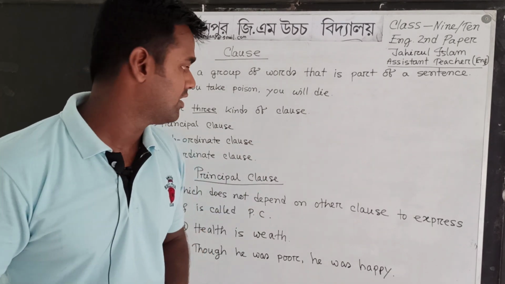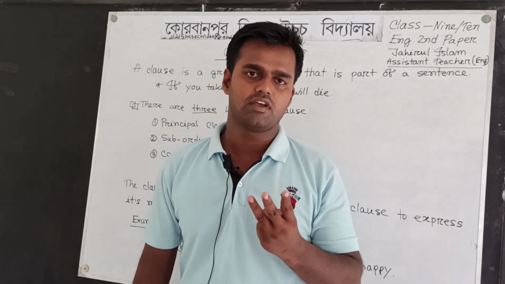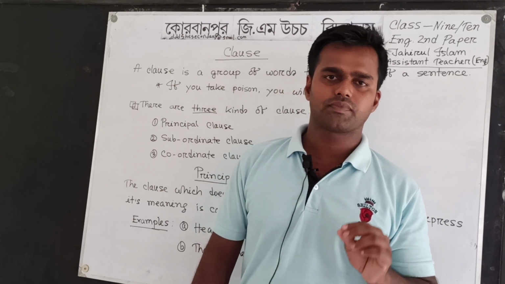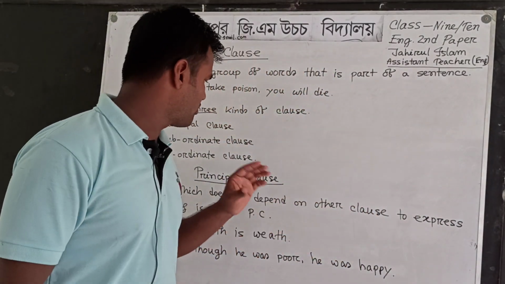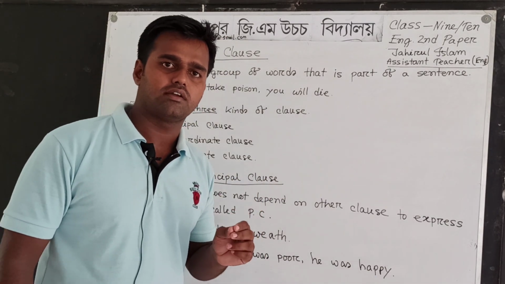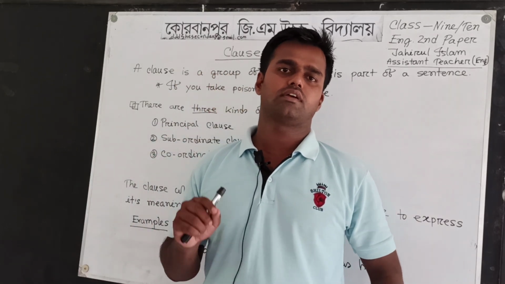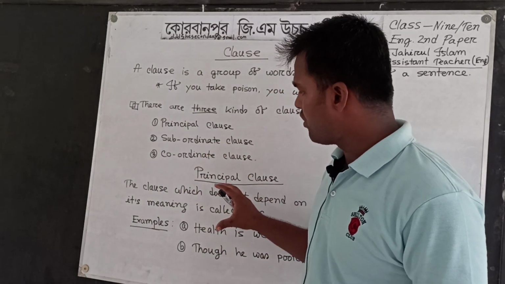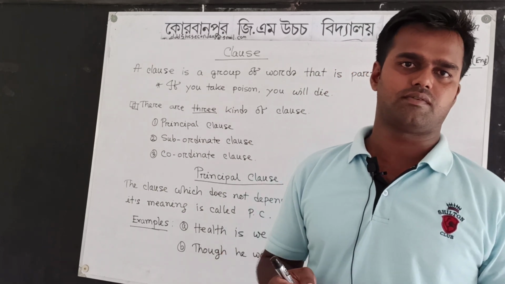Dear students, there are three kinds of clause: principal clause, subordinate clause, and coordinate clause. Before telling the definitions of principal clause, subordinate clause, and coordinate clause, I would like to share with you another part, which is conjunction. Because if you want to know clause well, you must know conjunction. That's why I am telling you what is conjunction.